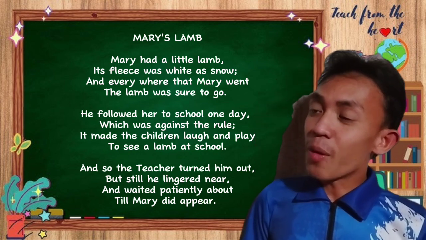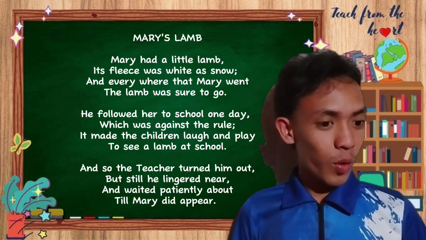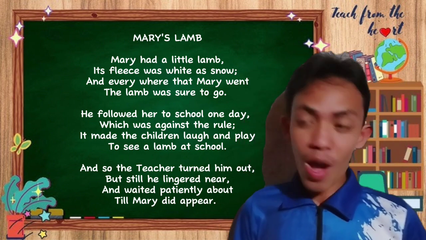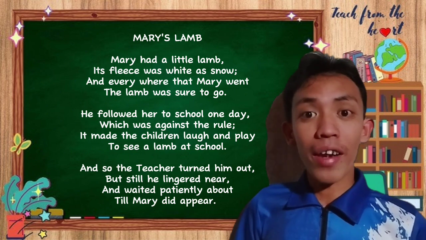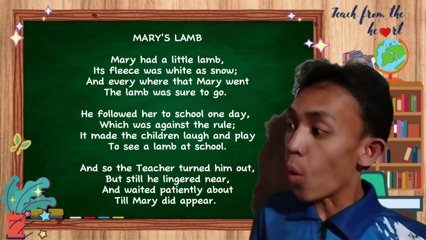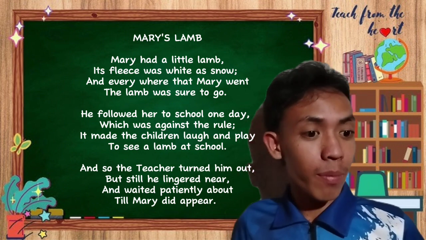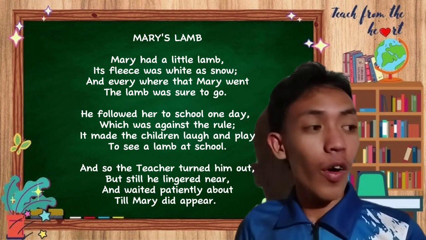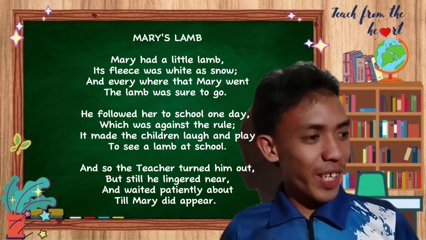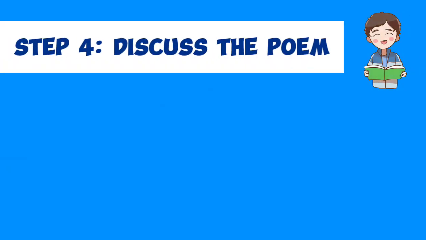So, class, the poem Mary's Lamb tells us the story of a young girl named Mary and her beloved pet, the lamb, which followed her to school one day. So, basically, the poem emphasizes the close bond between Mary and the lamb, showcasing friendship and loyalty to each other. Right, class? Very good.